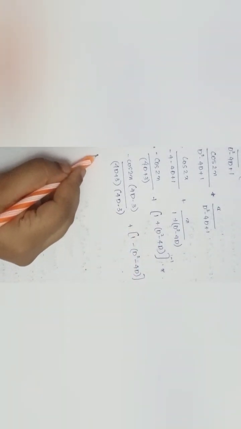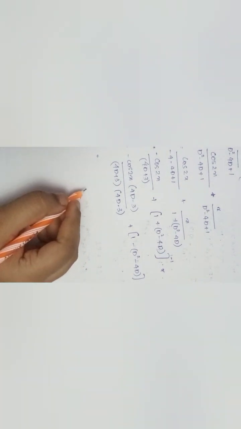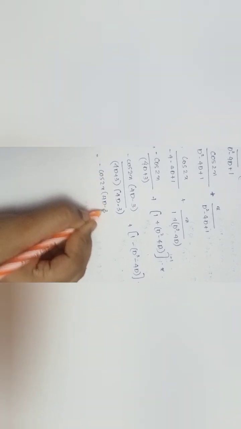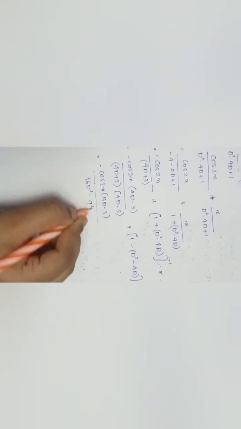Now this we can write as, before opening the bracket, minus cos 2x into 4D minus 3. This is of the form (a plus b) into (a minus b), that is a square minus b square, that is 16D square minus 9. And here we can open the bracket and put this x inside, so it is x minus D square x plus 4Dx, opening this bracket and also putting the x inside.